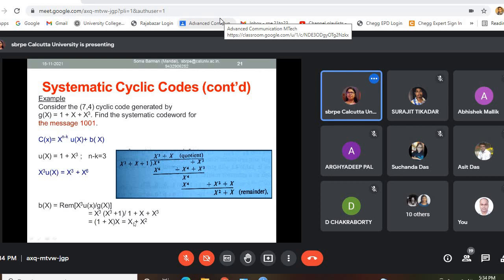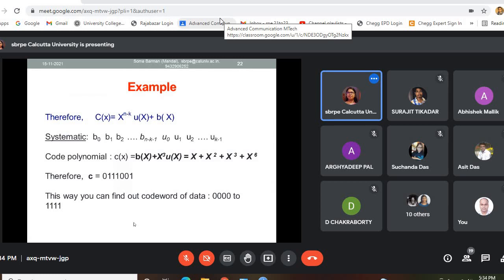So then you just add these two. I have written this again to make it clear. So now bx plus x cube ux. What was bx? x plus x square. So x plus x square was bx, and x cube ux is x to the power cube plus x to the power 6. So what should be the code word?